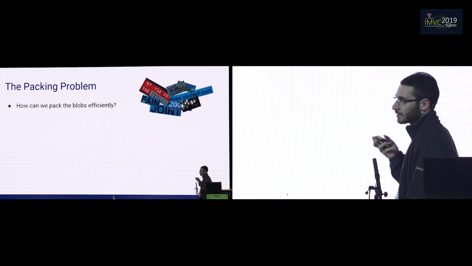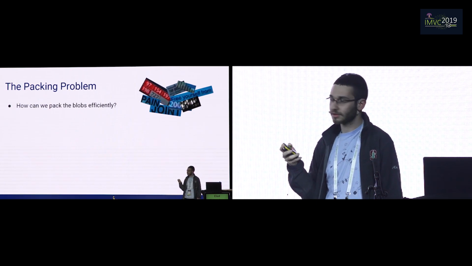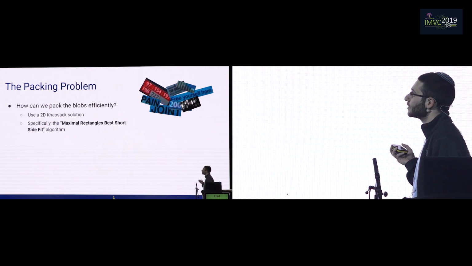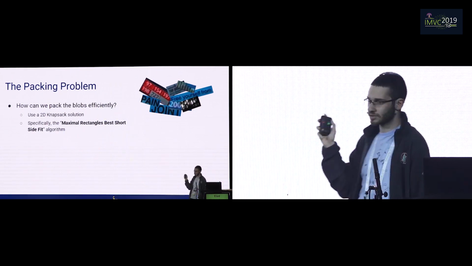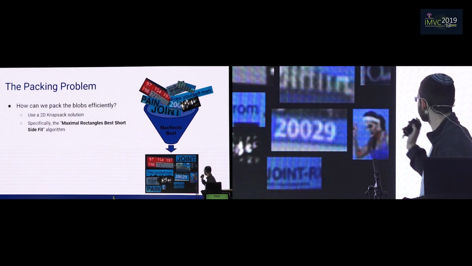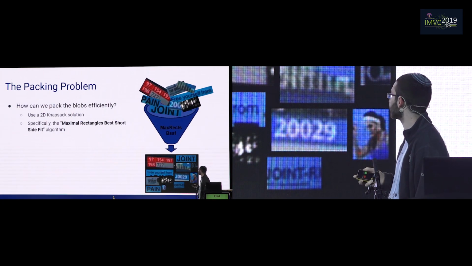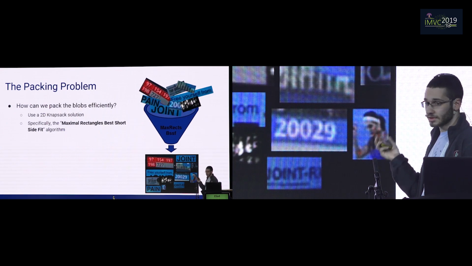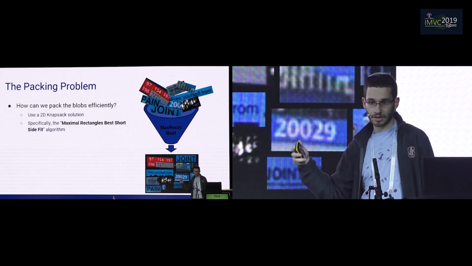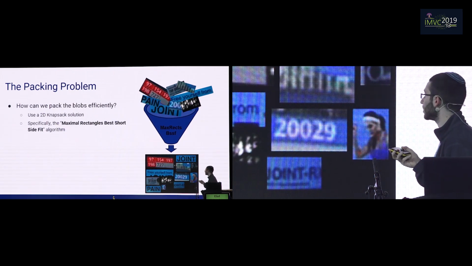So how can we pack them efficiently? Well, it's actually a classical 2D knapsack problem, with some very smart solutions. Specifically, we use the maximal rectangles best short side algorithm, which, as you can see, can give you a really maximal best short side blob set here. So this is basically it. You take the blobs, you create this compact representation, and you pass it again through the network. Again, very easy to implement.